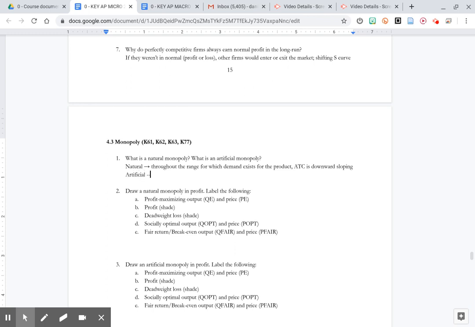An artificial monopoly, on the other hand, is one created through combinations or copyrights, and it looks like a U-shaped ATC is kind of the easiest way to describe that.